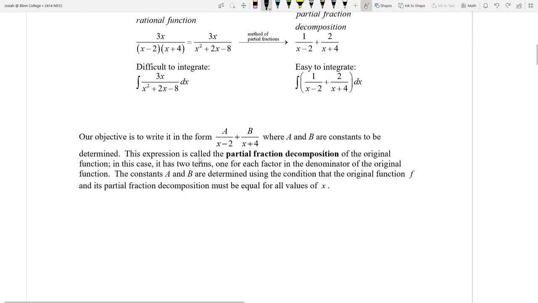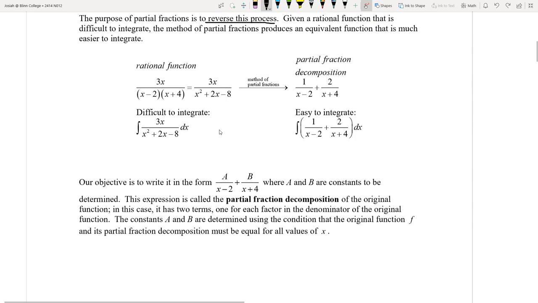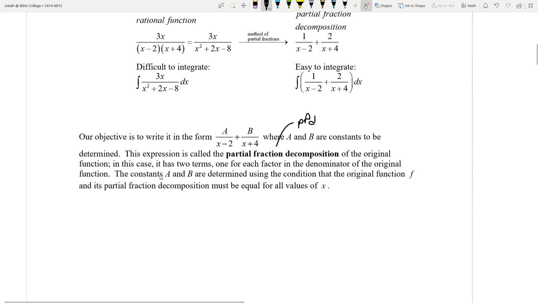This process of splitting these apart is partial fractions. And the expression we get with the A and the B is our partial fraction decomposition, or PFD. In this particular case, it has two terms, one for each factor, and that will happen pretty consistently. So we'll have to use some algebraic manipulation to figure out what A and B are. The idea is that the original function and its partial fraction decomposition must be equal for all values of x.